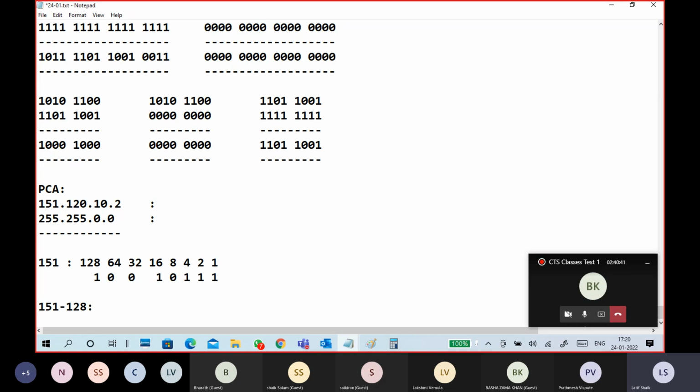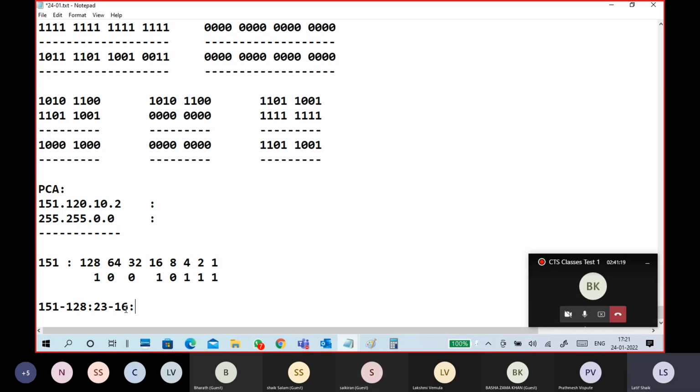So I got 23. Now compare 23 to 64. 23 is small, so 0. Again 23 and 32. 23 is small, 0. Compare 23 and 16. 23 is bigger than 16. So minus 16 and put 1 here.